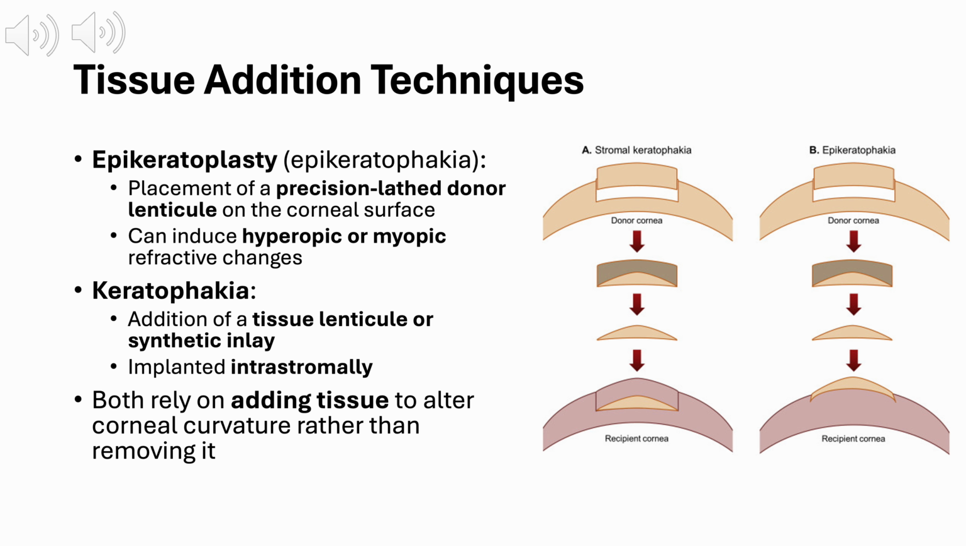In this approach, a tissue lenticule or a synthetic inlay is implanted within the stroma rather than on the surface. This intrastromal placement alters corneal curvature from within. Both techniques rely on adding tissue to reshape the cornea rather than subtracting tissue. Although these methods are now largely historical or limited to select indications, they reinforce the broader concept that refractive error can be corrected by either removing or adding corneal tissue to change curvature.